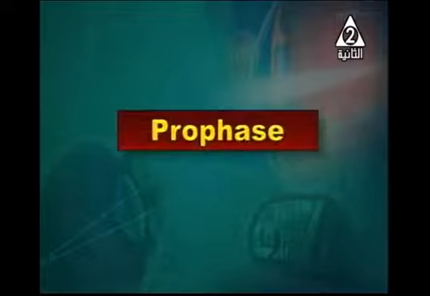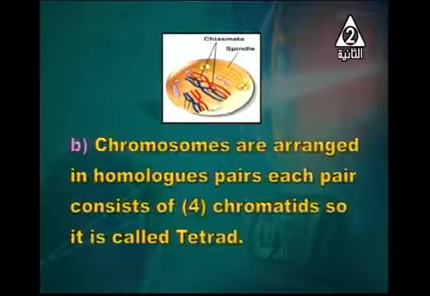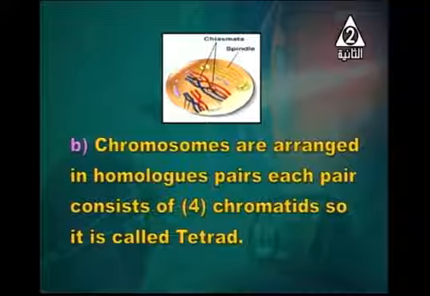The first stage in the first meiotic division is prophase 1. What does the cell undergo in this stage? Number one, the chromatin reticulum intensifies and condenses and appears in the form of distinct chromosomes. Then the chromosomes are arranged in homologous pairs. Each pair consists of 4 chromatids, so it is called a tetrad.